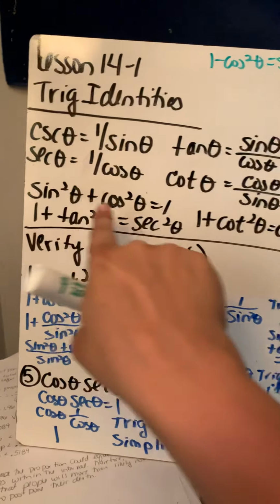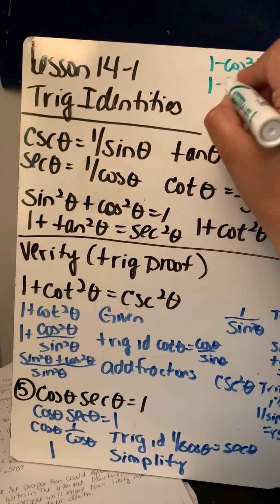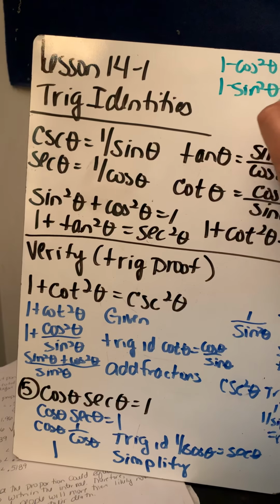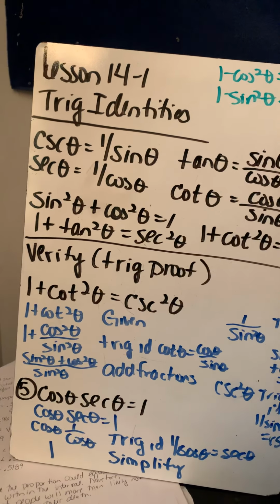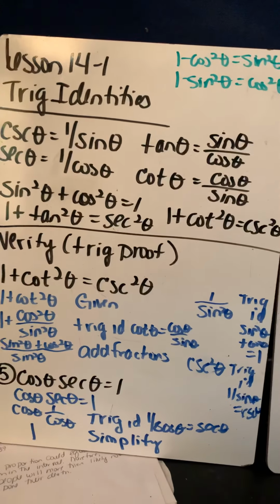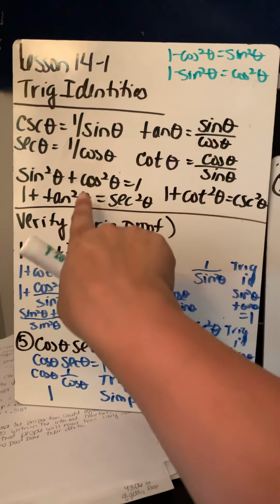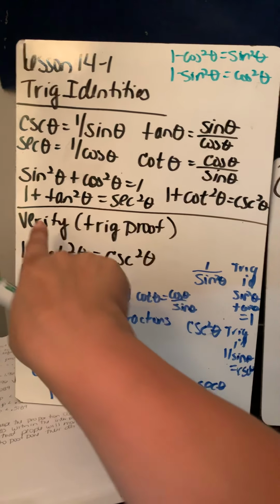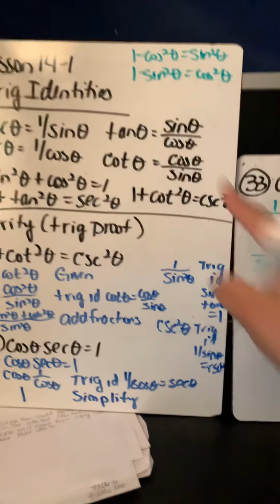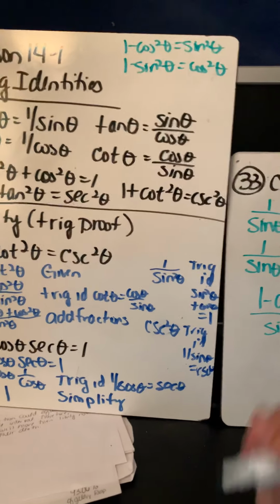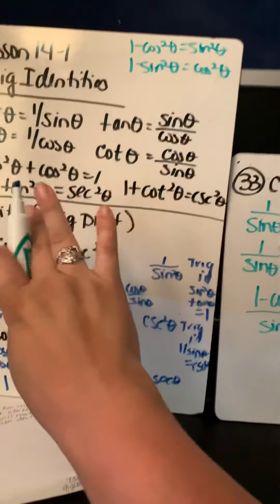If I subtracted my sine squared over, 1 minus sine squared theta, guess what? That equals cosine squared theta. You can manipulate those. Subtract the tangent over. Secant squared theta minus tangent squared theta equals 1. Subtract the cotangent over. So on and so forth. Think about these being manipulated.